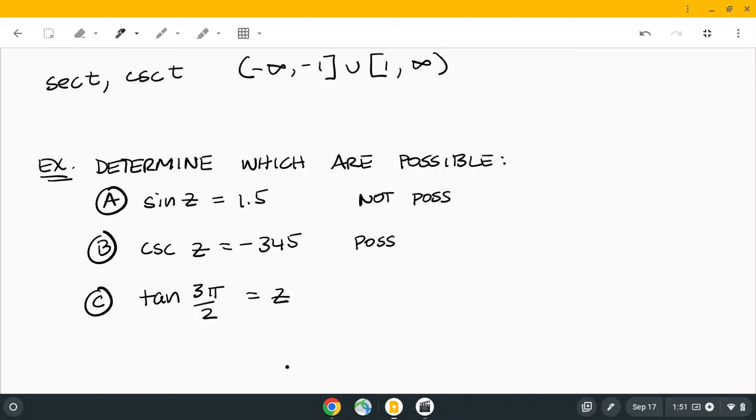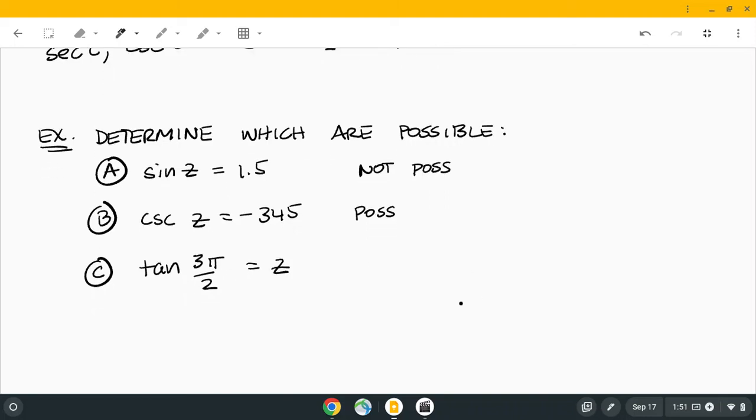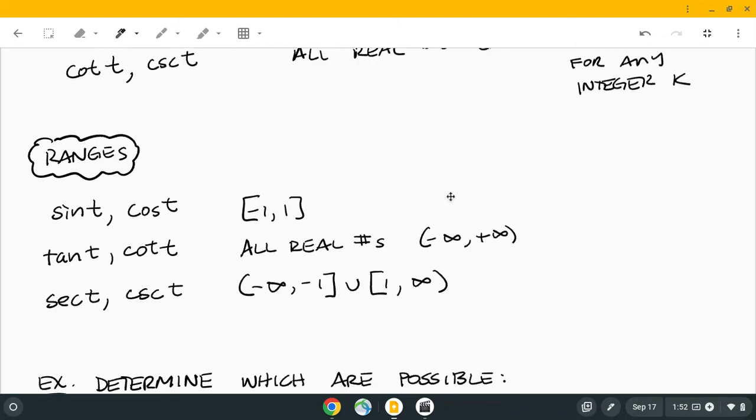Okay, what about this one? Tangent of 3 pi over 2. Well, first of all, what is 3 pi over 2? 3 pi over 2 is over here, right? Sine of that is -1. Cosine of that is 0. So is it possible to get this number z? No, this is not possible. We get undefined. You'll get like 1 or 2 of these multiple choice kind of questions in your homework. So just use your charts here.